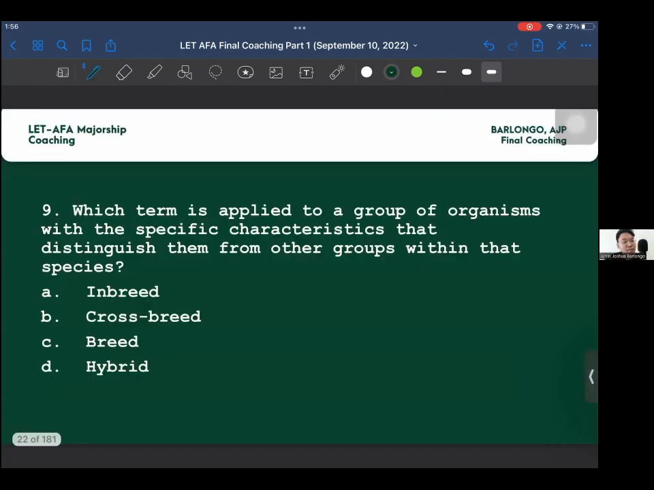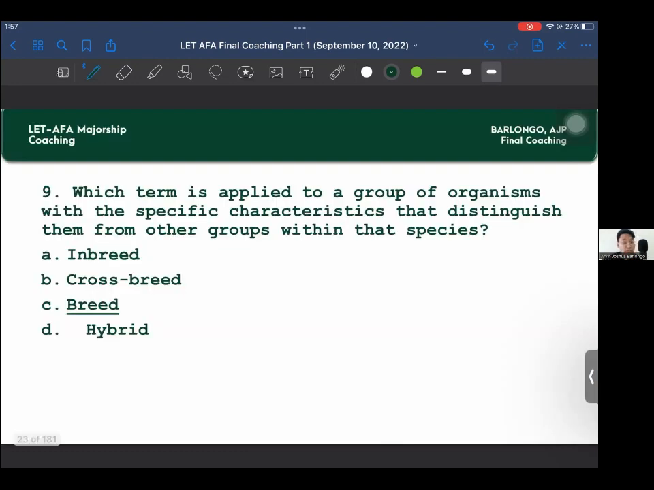Okay, number 9. Which term is applied to a group of organisms with the specific characteristics that distinguish them from other groups within that species? So A, inbred, B, crossbreed, C, breed, or letter D, hybrid. So yes, the correct answer is letter C, which is breed.